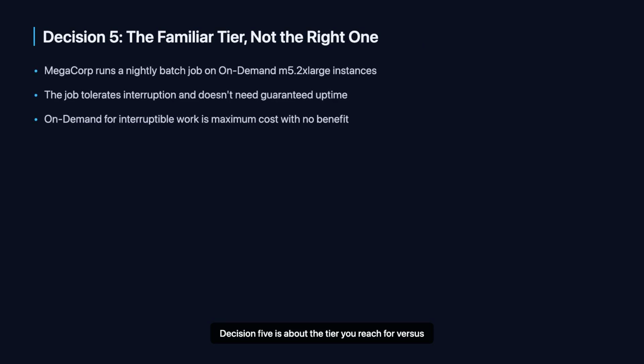Decision 5 is about the tier you reach for versus the tier you need. Megacorp ran a nightly batch job on on-demand M5.2xlarge instances. The job tolerates interruption. If a node dies, it just reruns that chunk. It doesn't need guaranteed uptime at all, but on-demand was the familiar choice. So that's what they picked. For interruption-tolerant work, on-demand is the maximum price you can pay, and you get nothing extra for it.